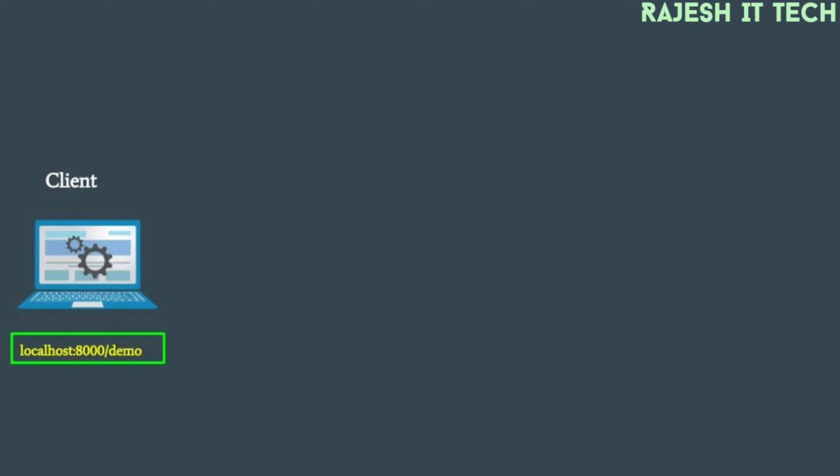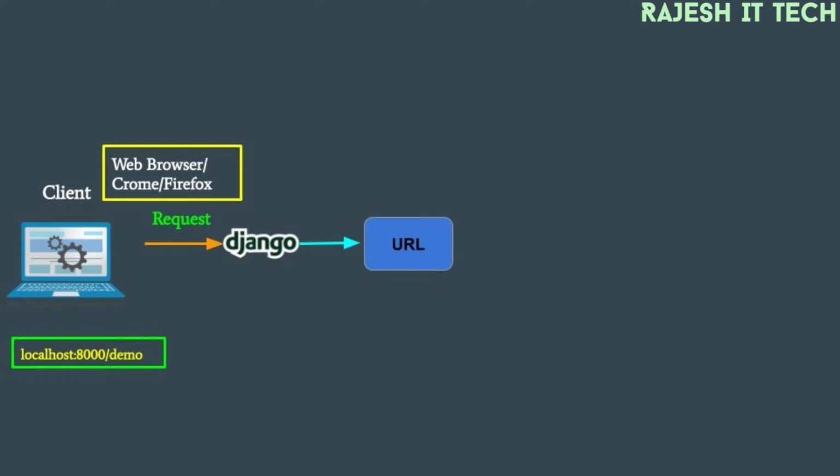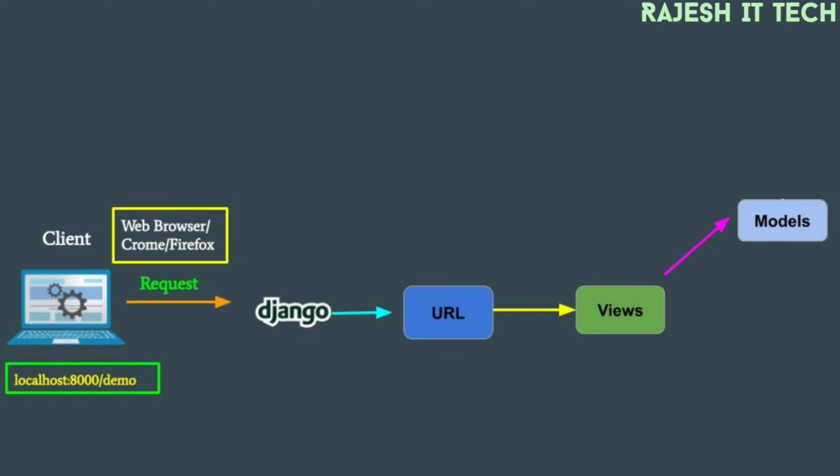The client sends a request using a URL, as mentioned in the diagram, through a web browser like Chrome or Firefox. Then Django will accept the request and send it to URLs. Then URLs will check and verify the resource. If it is there, it will send that request to views. Then views will accept the request and interact with the model. Then the model can interact with the database.